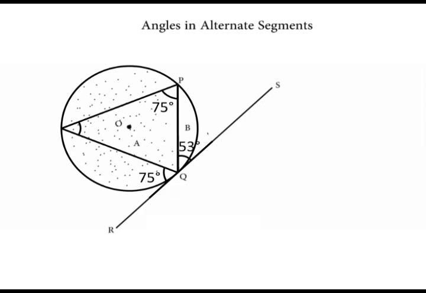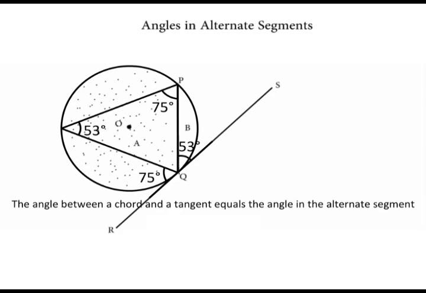If this is 53 degrees, you will know that this opposite interior angle is also 53 degrees. The rule is the angle between a chord and a tangent equals the interior opposite angles in the alternate segment.